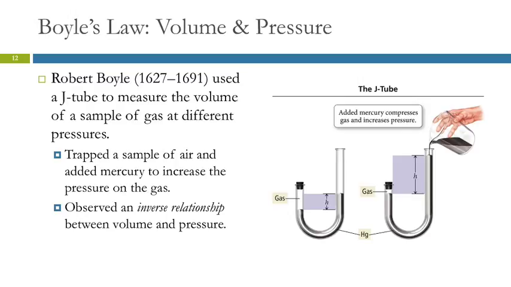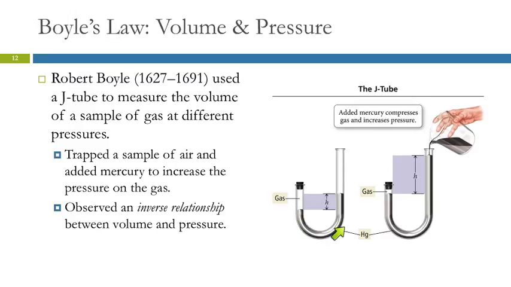A guy named Robert Boyle lived back in the 1600s. That was a heck of a long time ago. I do not need you to remember his name, okay? But he did some awesome things, so we're going to talk about him. He used a J tube to measure the volume of a gas sample at different pressures.